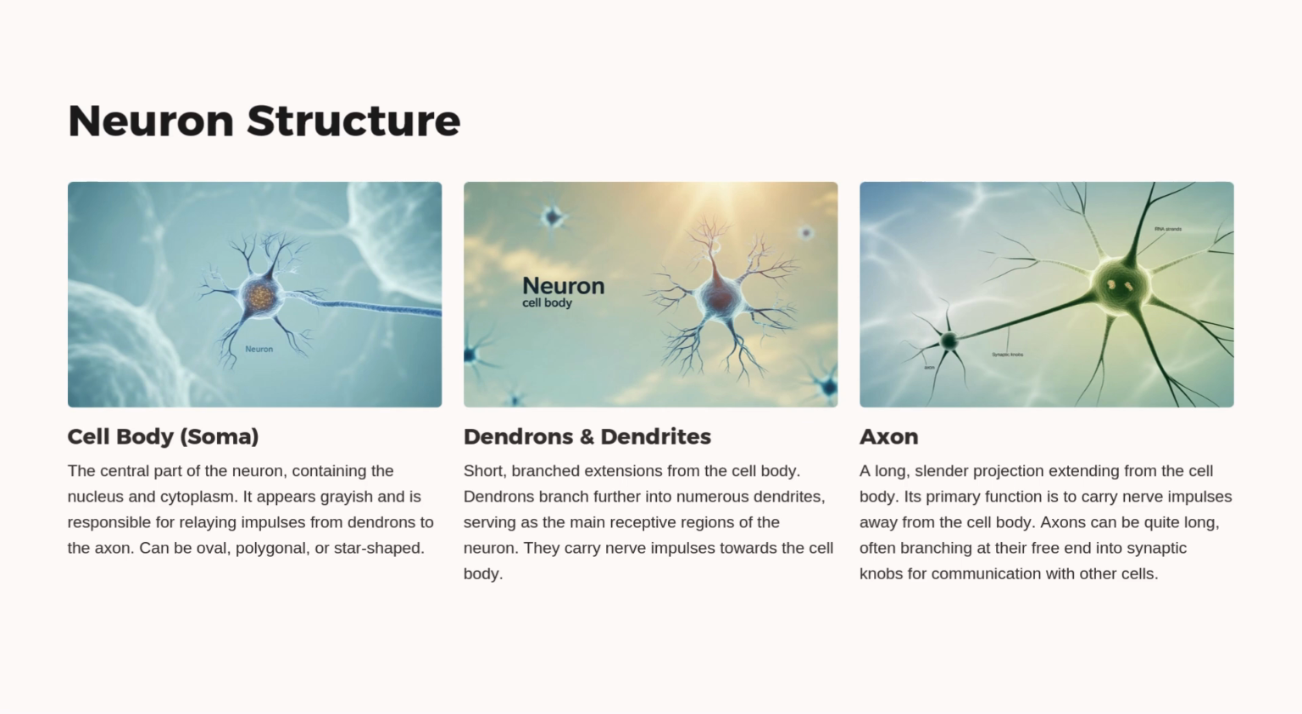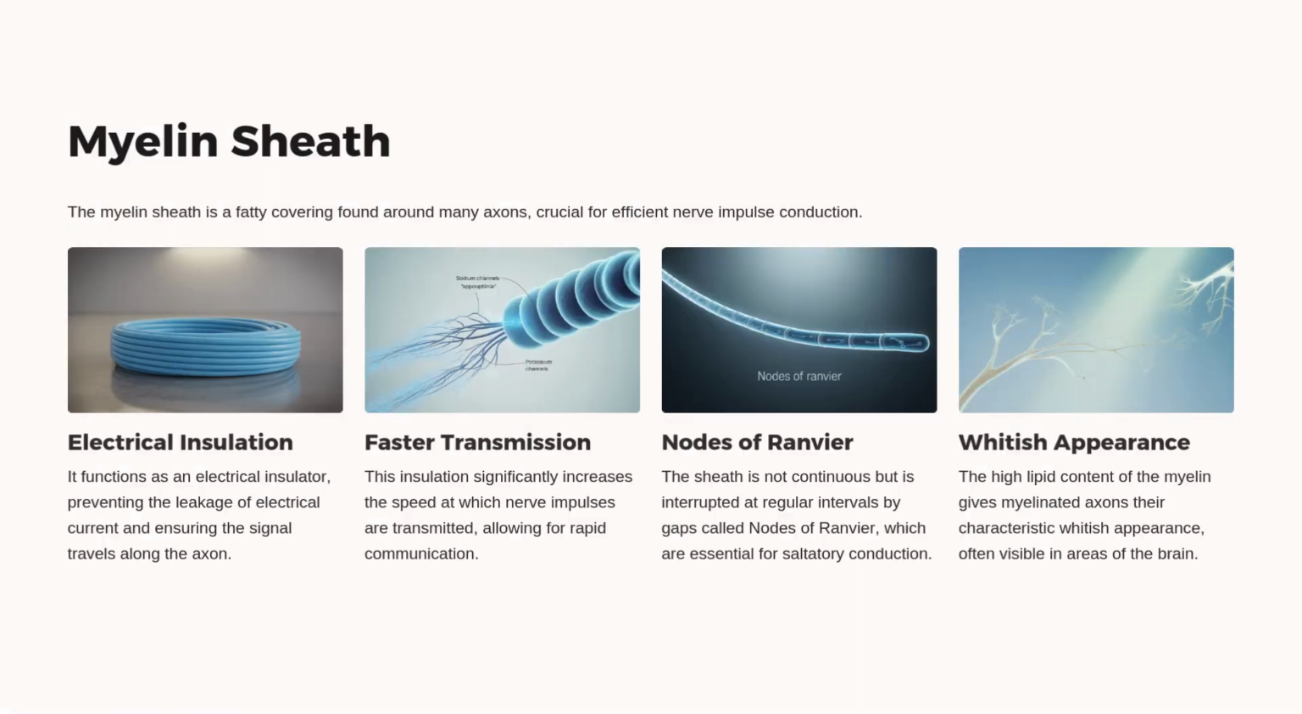Its primary function is to carry nerve impulses away from the cell body. Axons can be quite long, often branching at their free end into synaptic knobs for communication with other cells. Myelin sheath. The myelin sheath is a fatty covering found around many axons, crucial for efficient nerve impulse conduction.